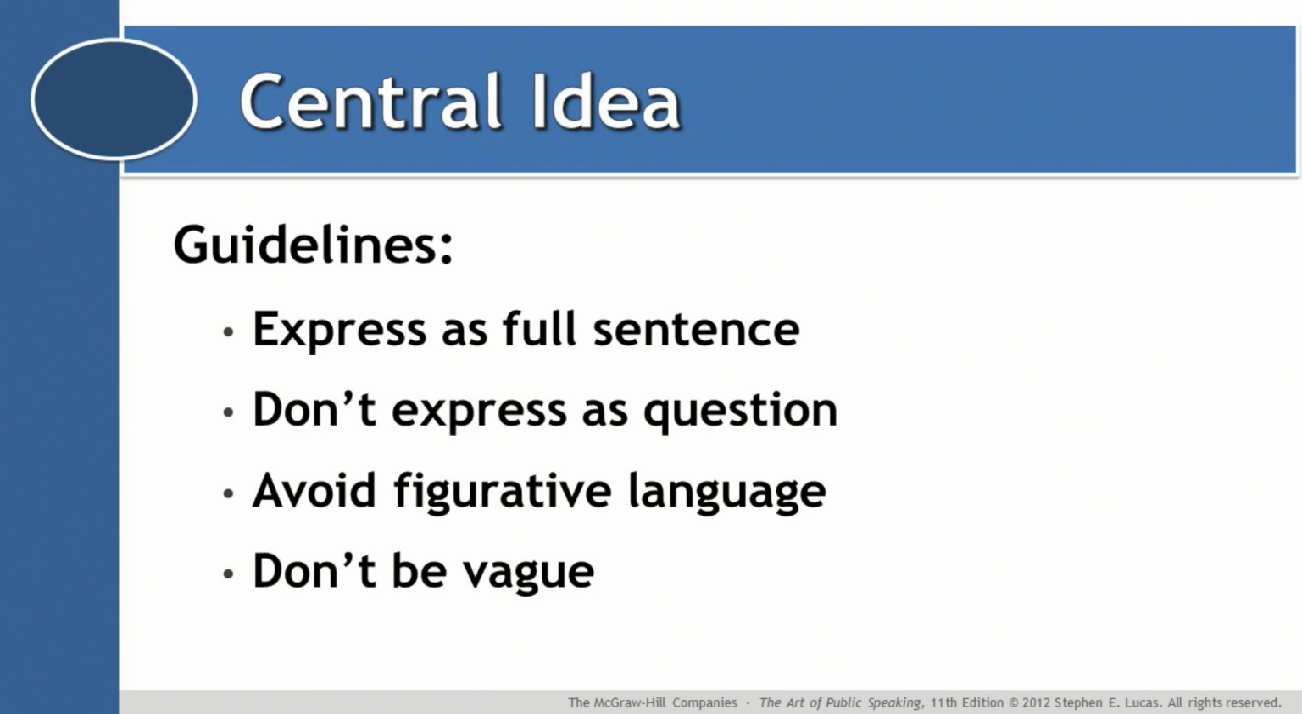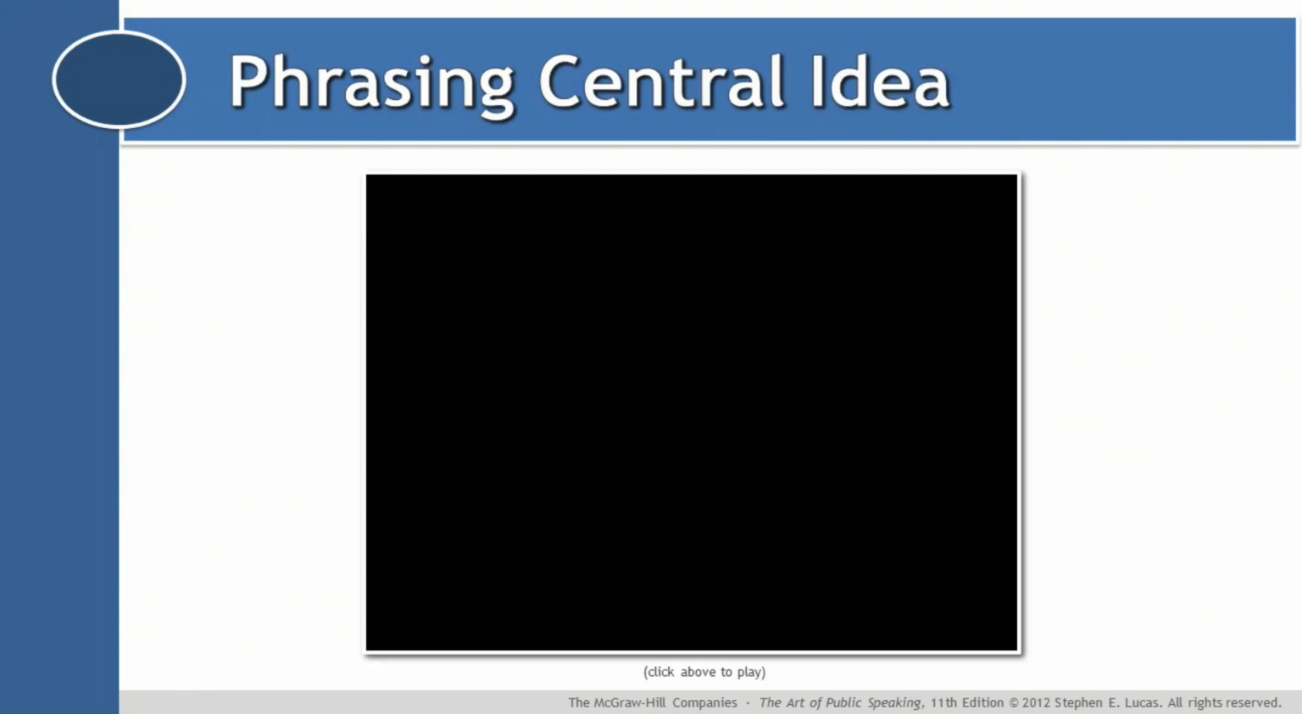So up first, we're going to take a look at an example central idea, and then we'll take a look at some ineffective and more effective examples using our 4 guidelines. So up first is going to be our video on phrasing the central idea.